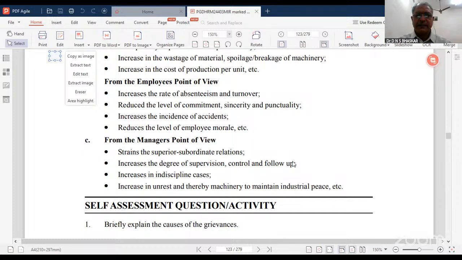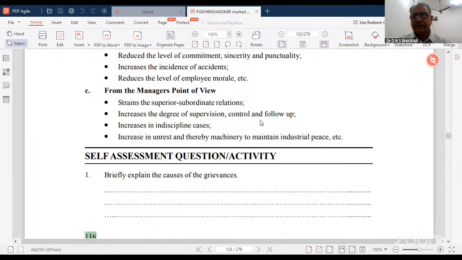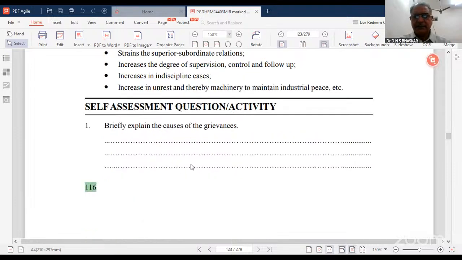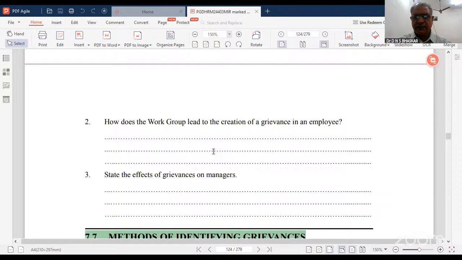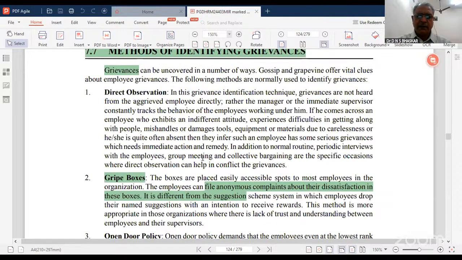If he is taking up the job, then there will be problems. It strains the superior-subordinate relationship, increases the degree of supervision and control and follow-up action, and increases indiscipline cases. All these are the major important causes, especially in the grievance process.